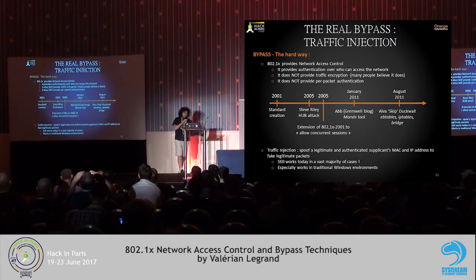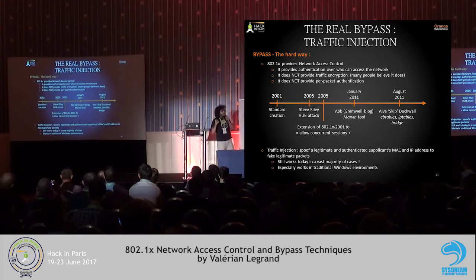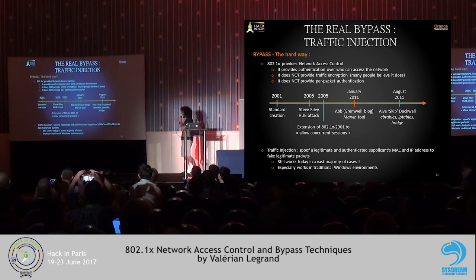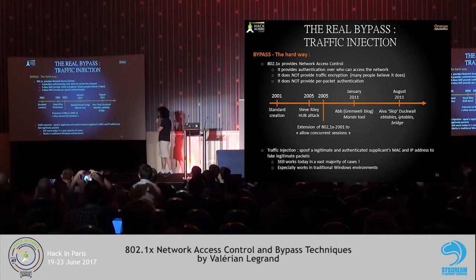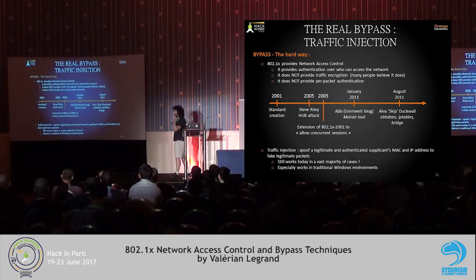So, just a brief history. In 2001, the 802.1x standard is created. Five years later, Steve Riley, who worked at Microsoft at that time, and maybe is still working there, I don't know, managed to bypass 802.1x protection with just a single hub.